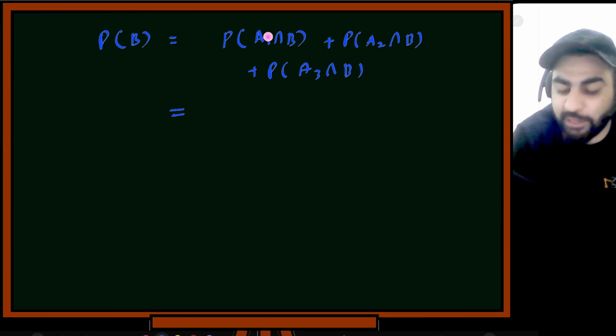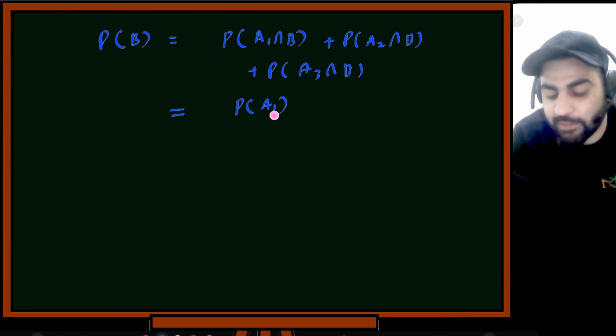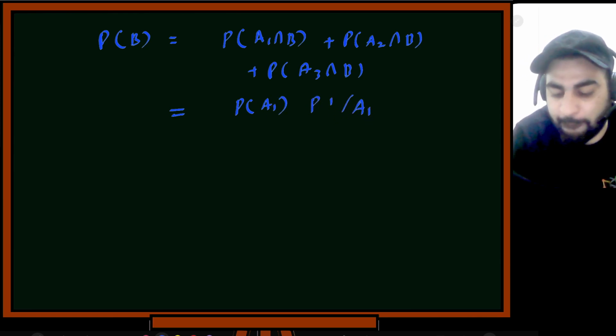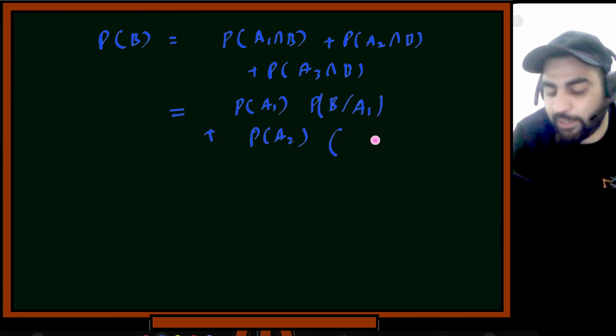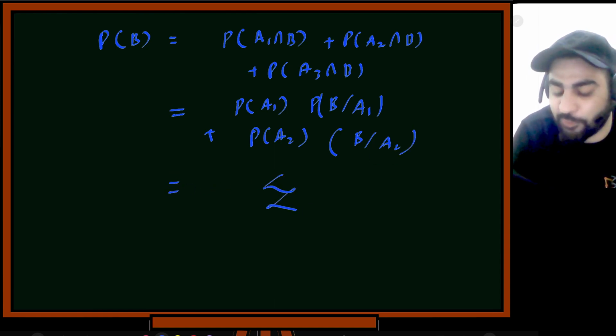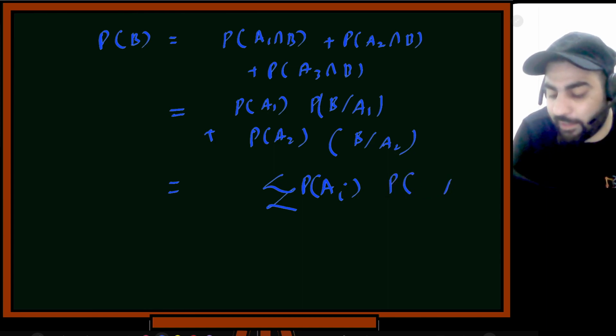So this is probability of A1. Now, given that A1 happened, we have to find probability of B. Plus probability of A2. Now A2 happened, we have to find probability of B. I wrote this in summation format as probability of Ai, now probability of B given Ai.